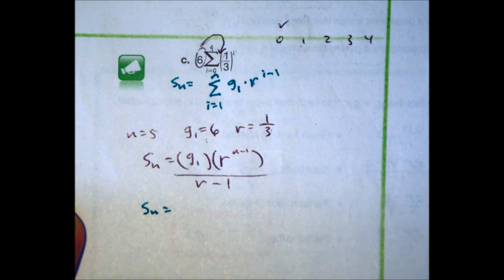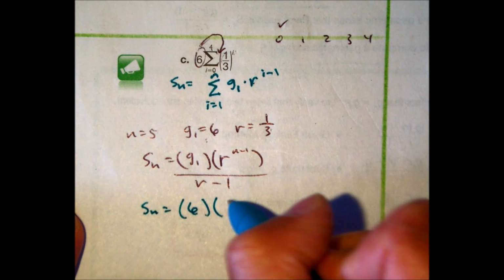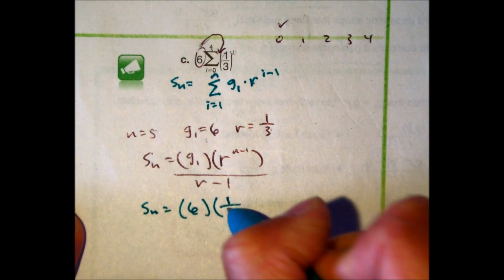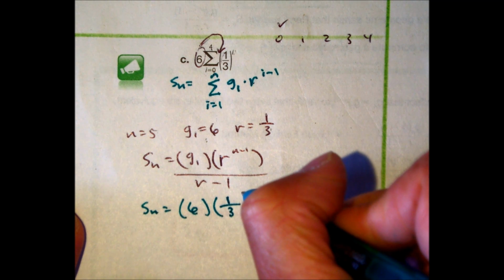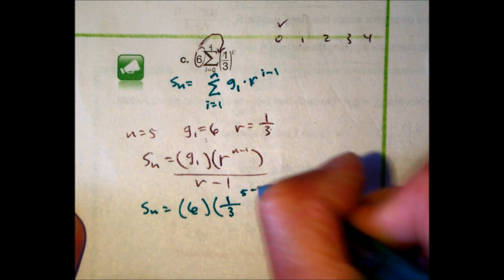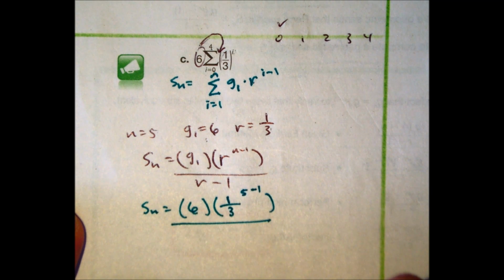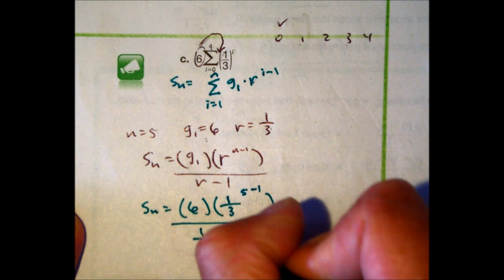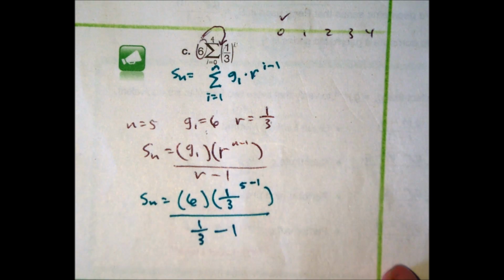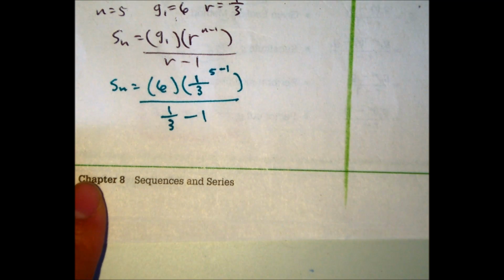Class, what's my G1 value? 6. R value? 1/3. N value? 5 minus 1. All over R value? 1/3. Oh no. Those fractions. Some of you are scared, some of you think it's fun.